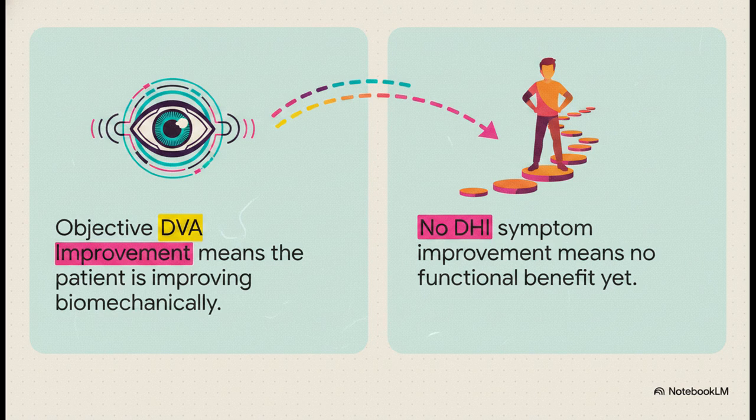You'll also run into this really specific scenario. What if you get an objective DVA improvement, but absolutely zero DHI symptom improvement, meaning they are improving biomechanically, but not functionally? This is a massive clinical insight. It means you stop pushing the VOR drill itself, and instead you escalate the standing or walking layers. You've got to take that newly improved gaze stability and integrate it into their functional postural control.